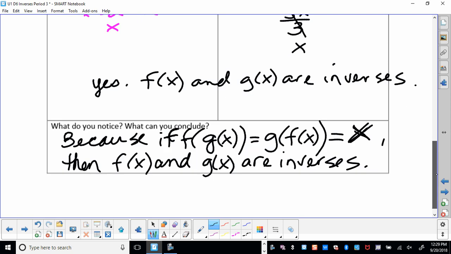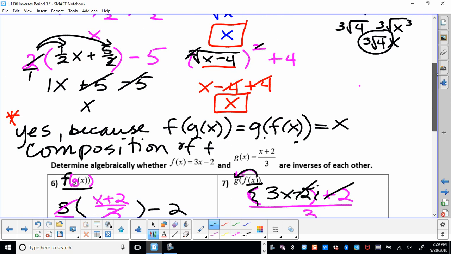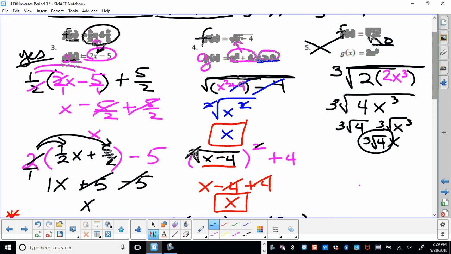All right, good work. I think that is the end of that. So we had a lot of practice here with composition of functions.